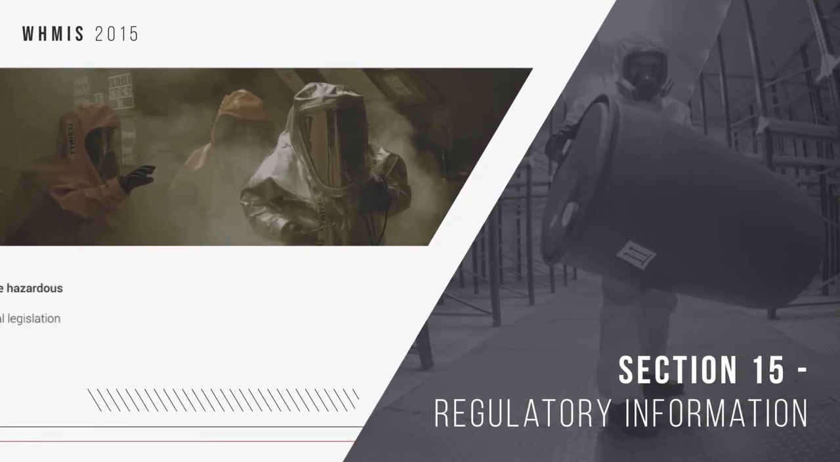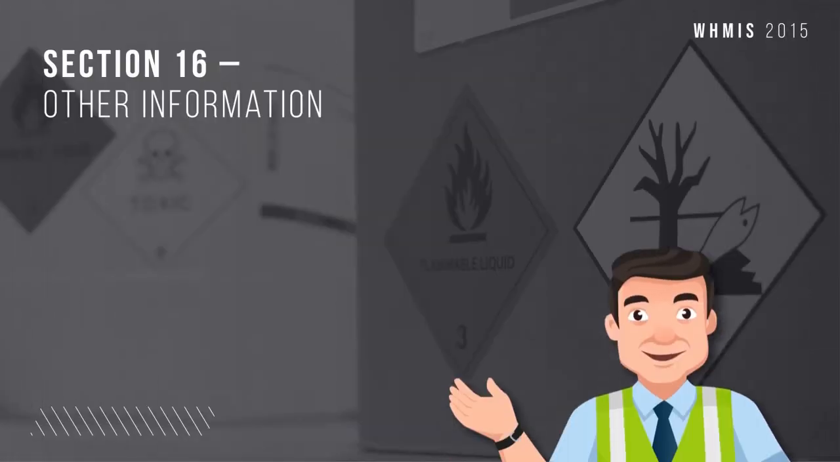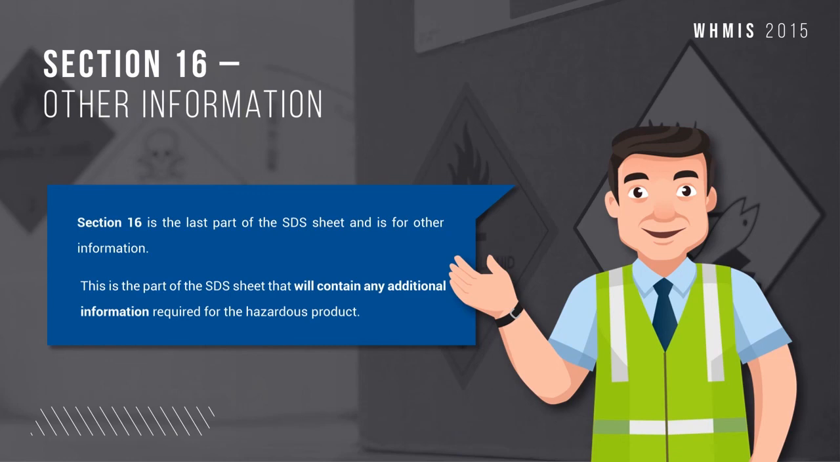Section 15. Regulatory Information. This is a listing of relevant legislation that applies to the hazardous product. It may include health, safety, and environmental legislation references and transportation information. These are regulated by the provincial and federal governing bodies. Section 16 is the last part of the SDS sheet and is for other information. This is the part of the SDS sheet that will contain any additional information required for the hazardous product.